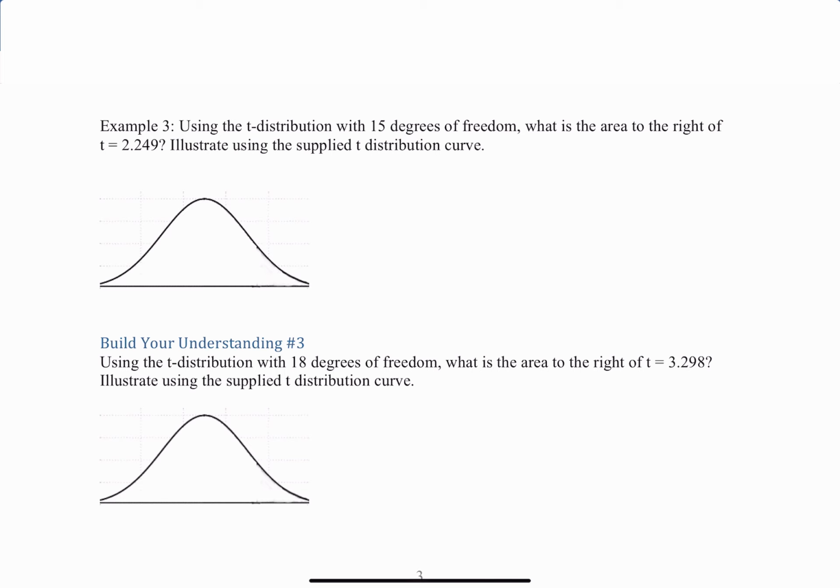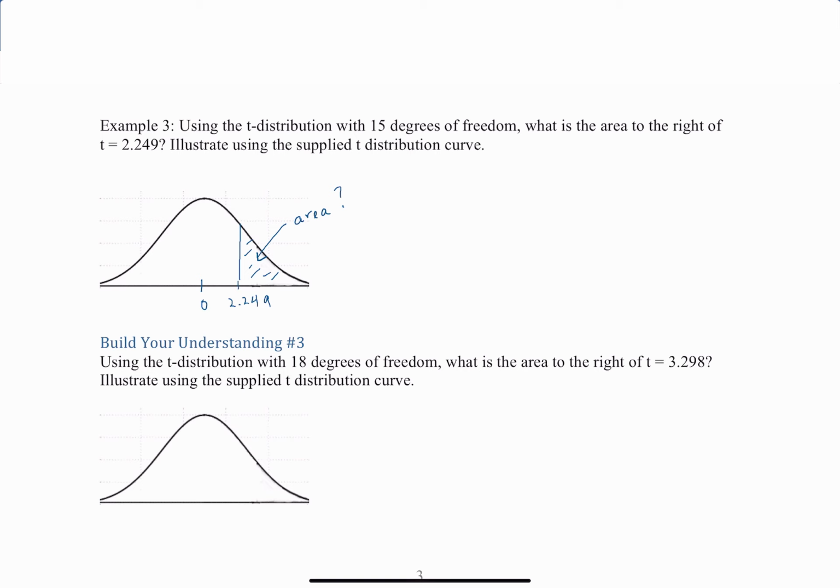So using the t-distribution with 15 degrees of freedom, what is the area to the right of t equals 2.249? Zero's in the middle, so 2.249 is somewhere there. And what we need to know is, what's this area? Again, in the examples and build your understanding problems we just did, you were given the area and we had to find the t-value. This is reversed.